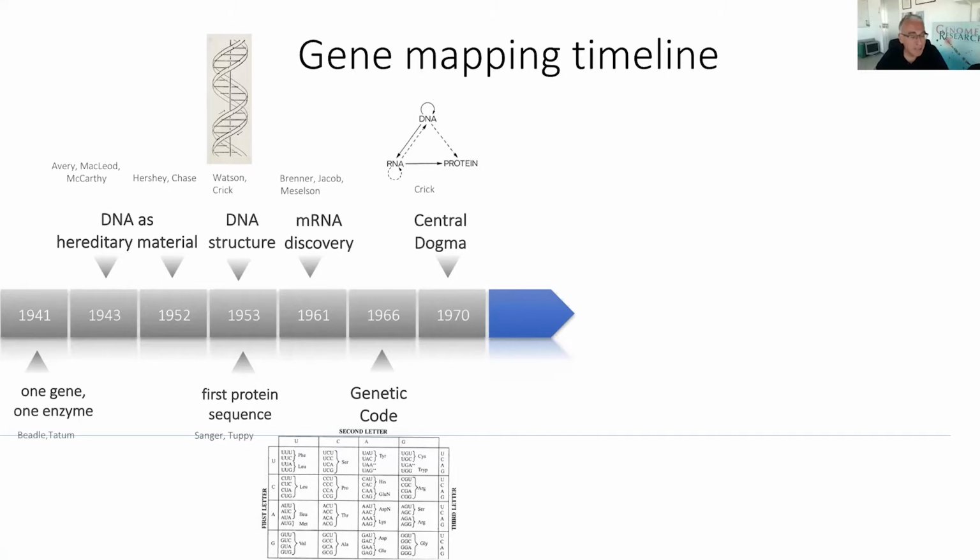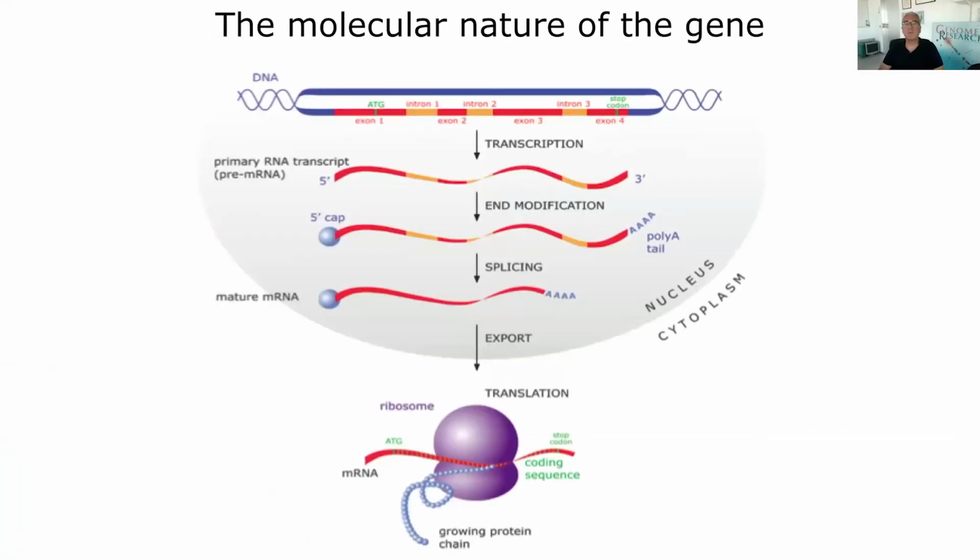It actually took many years, the experiments of Avery, McLeod, McCarty, Hershey, and Chase, to show that DNA was the hereditary material, the equivalence between genes and proteins, the discovery of the DNA structure and the sequencing of the first protein, and the discovery of the mRNA, the deciphering of the genetic code in the early 60s, up to the understanding of how the flow of information travels from the DNA sequence to the protein sequences.